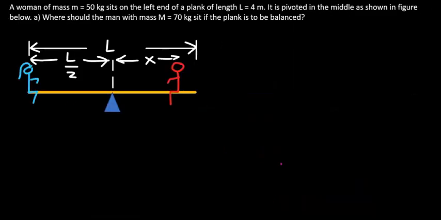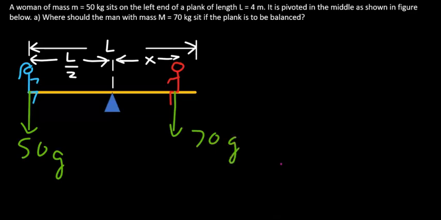Problem 3. A woman of mass 50 kg sits on the left end of a plank of length 4 meters. It is pivoted in the middle as shown in the figure below. Where should the man with mass 70 kg sit if the plank is to be balanced? So the free body diagram is as follows. There is the weight of the woman, 50 times gravity, the man, 70 times gravity, the weight of that beam, and the normal force exerted by the support.